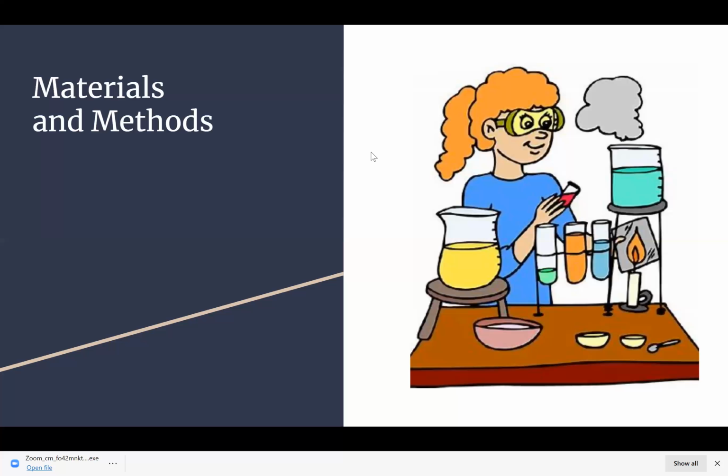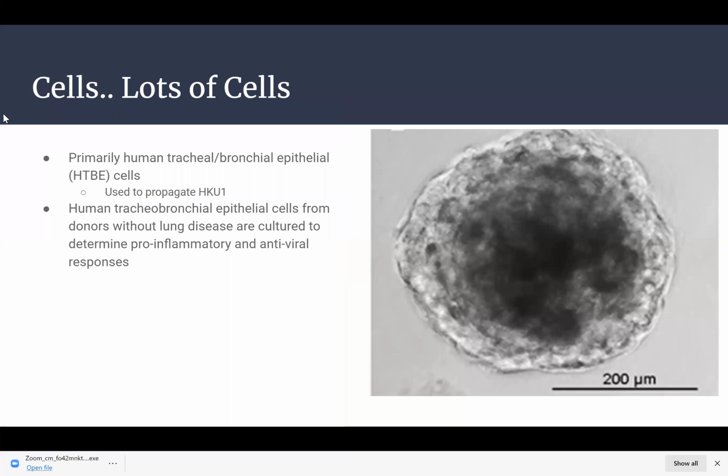All right, next we'll be looking at the materials and methods in this paper. Cells, lots of cells. So obviously, if you want to be testing a virus and looking for antibodies to use against the virus, you're going to need a lot of cells. So the cells that they primarily used were human tracheobronchial epithelial cells, or HTBE cells. These were used initially in the study to propagate the HKU1. The human tracheobronchial epithelial cells from donors without lung disease are cultivated to determine pro-inflammatory and antiviral responses. So these are used as a sort of baseline to figure out what inflammatory and antiviral responses can be found.